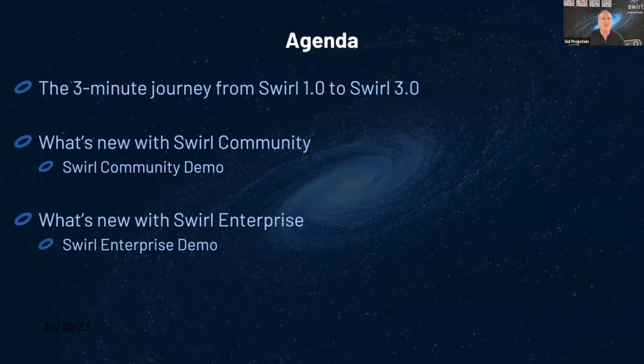So what I want to talk about first is how we got here, where things started with Swirl 1.0 and what we're doing now with 3.0. And in particular, I want to talk about the two versions of Swirl, Community and Enterprise. And we're going to do demos of both, and we're going to take questions after that.